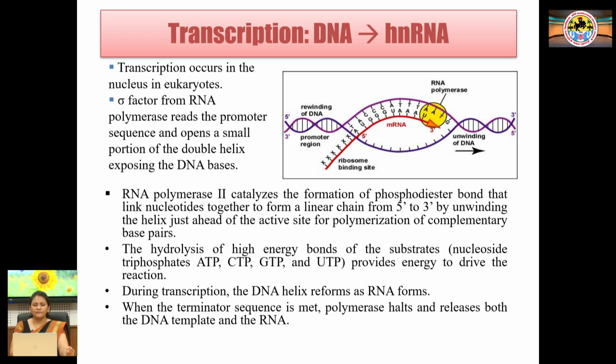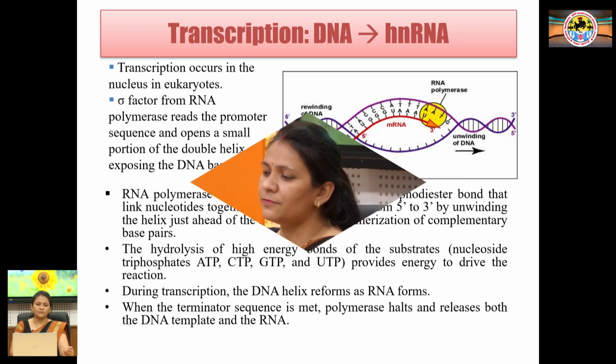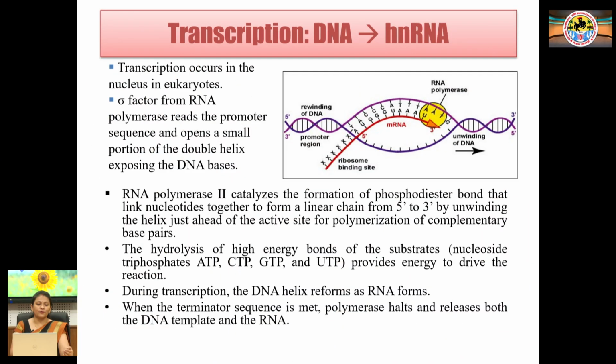The most important factor involved in the transcription process is the sigma factor. So, the sigma factor from RNA polymerase reads the promoter sequence and opens a small portion of the double helix in which the transcription starts. Various types of RNA polymerase are involved, type 1, type 2 and type 3. So, RNA polymerase II is mainly responsible for the formation of mRNA.